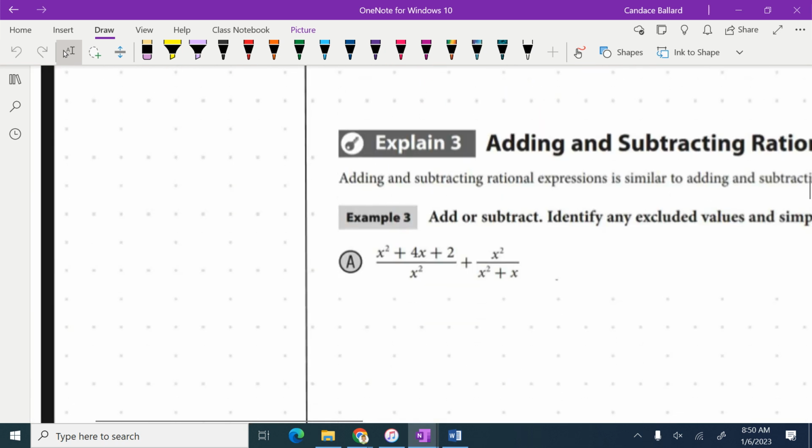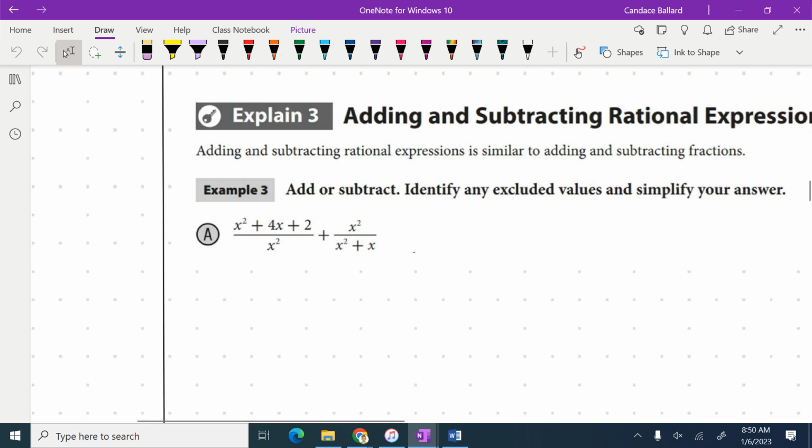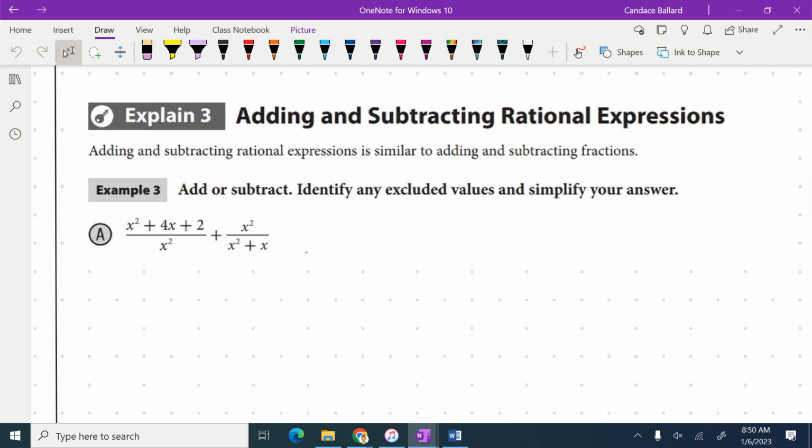So we're going to go all the way down to where it says explain 3. Okay. So when we are adding and subtracting rational expressions is similar to adding and subtracting fractions. All right. But I'm not going to set up the common denominator kind of the way I do with fractions. I'm going to set it up the way we talked about yesterday and looking for the things that match and the things that don't match.